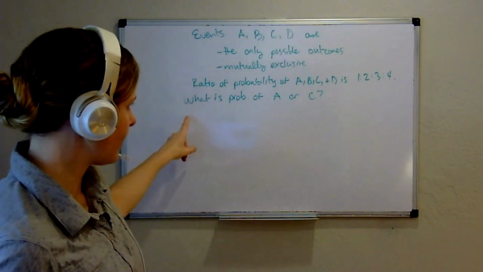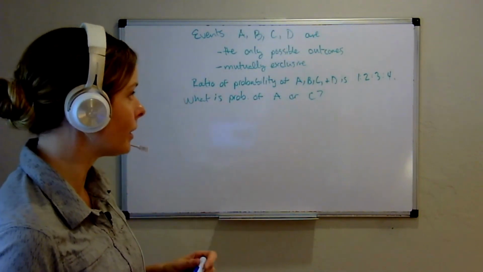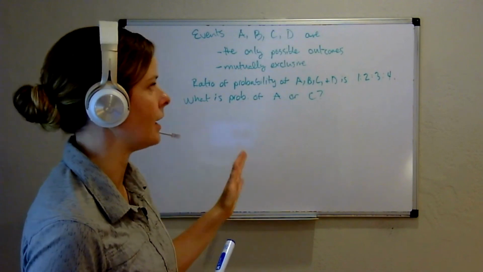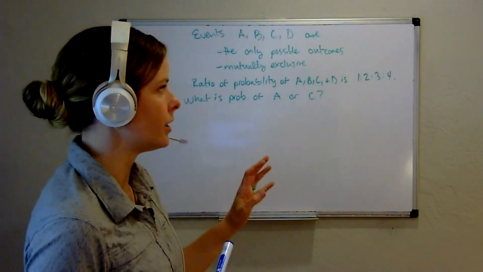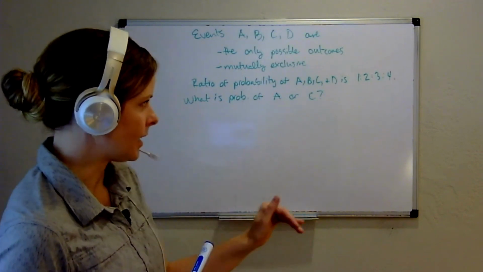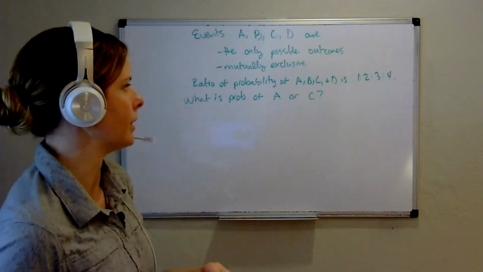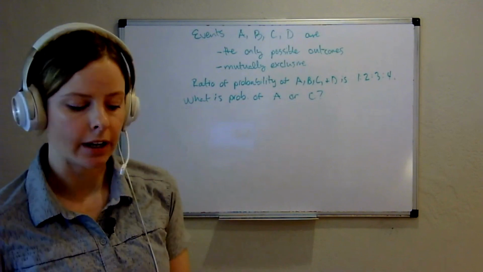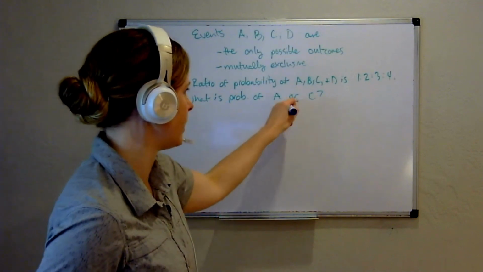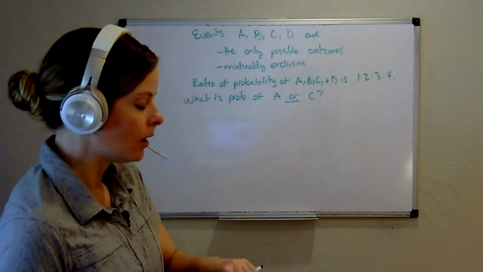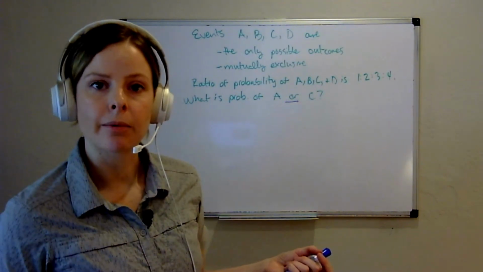And then the next thing that we learn is that the ratio of the probability of these different outcomes, A, B, C, and D, is 1 to 2 to 3 to 4. Let's table that for a second and look at our question. We're asked, what is the probability of either A or C happening? And the next word that I'm focusing in on is this word or. We're happy with either of these things happening.